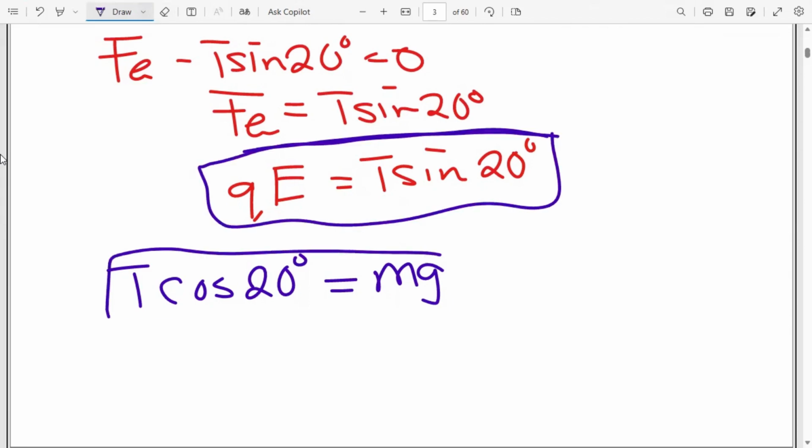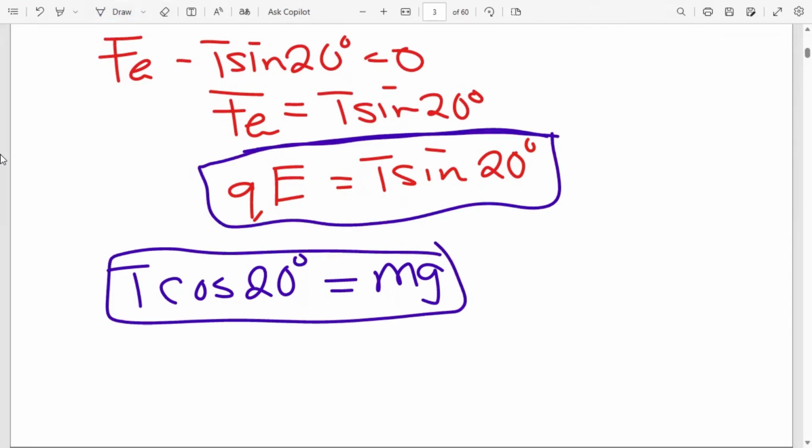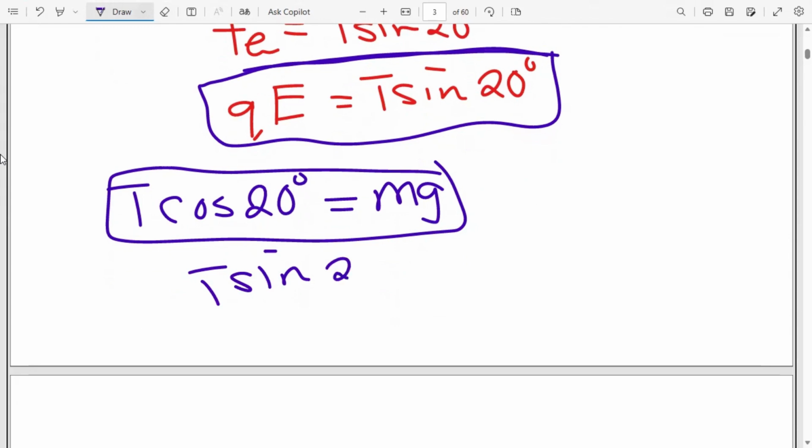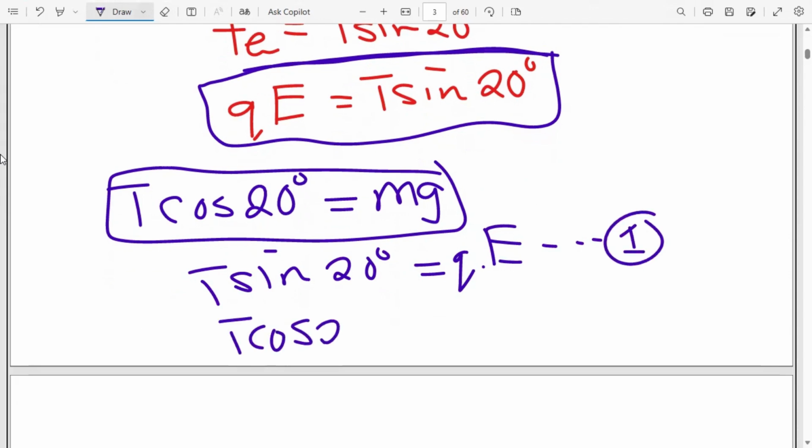So let's write the formulas in such a manner that they look the same. I'm going to have T sine 20 degrees being equal to QE as my equation 1. Then I have T cos 20 degrees being equal to mg as my equation 2, like that. Okay, so if this is what I have, what am I going to do? We're going to combine the two expressions. How are we going to do that?